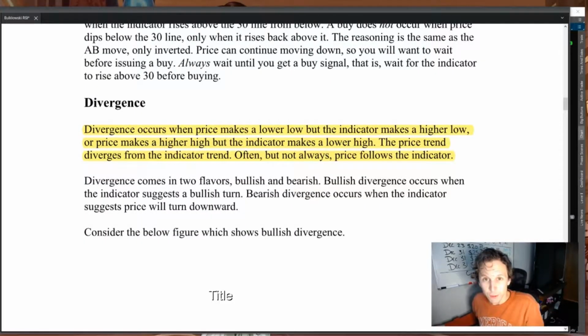One of the most valuable things we can get from studying the RSI is an understanding of divergence, where trends reverse. Bulkowski writes, divergence occurs when price makes a lower low, but the indicator makes a higher low, measuring lows to lows, but again, against the trend of the price. He continues by saying, or when price makes a higher high, but the indicator makes a lower high, again comparing the highs in divergence. The price trend diverges from the indicator trend. Often, but not always, price follows the indicator. I'm going to jump to American Eagle Outfitters and see how that works.